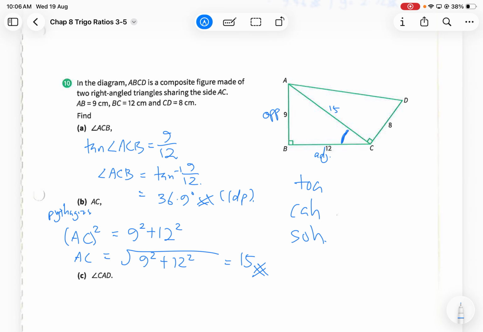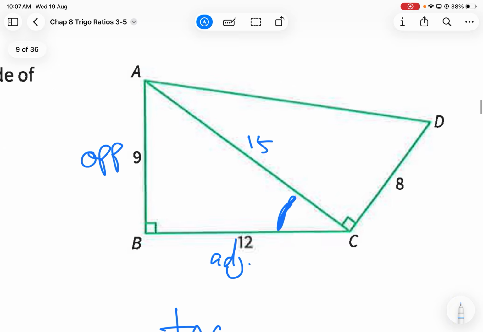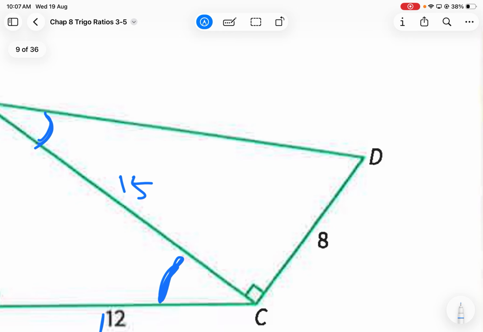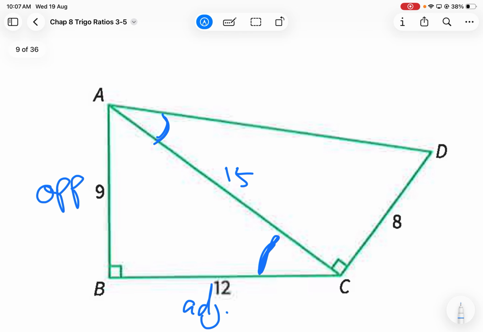Lastly, they want me to find angle CAD. CAD. So the angle they want me to find is here. Now, this angle is inside this right angle triangle. I must be looking at the top right angle triangle already. Okay? Don't look at the bottom right angle triangle anymore. Focus on ACD. In ACD, I want to find this angle now.